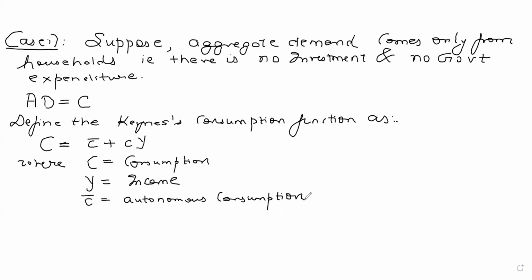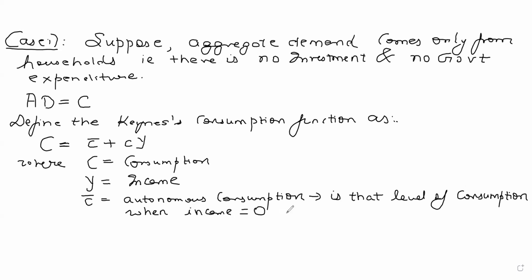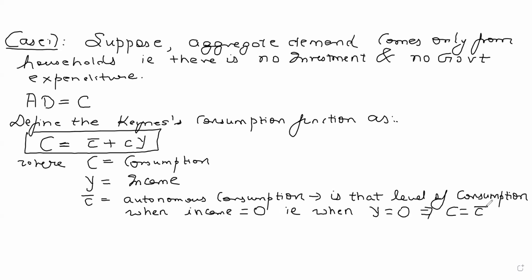and so what is autonomous consumption? We can write autonomous consumption is that level of consumption when income is equal to 0. That is when Y is equal to 0. If I put Y equal to 0 in this, it implies my C will be equal to C bar. So autonomous consumption is that level of consumption which pertains when your level of income is 0.